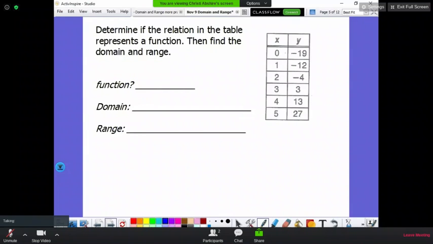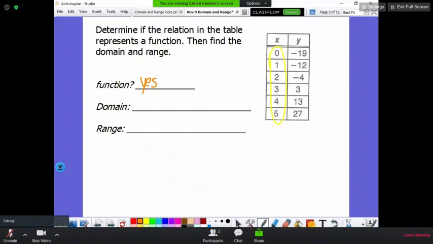You might also see it as a table. So I'm going to look at this table. This is a little bit easier to determine if it's a function. I just look straight down at all of my x values, and when I'm looking at all of these x values, I notice that there are no repeats. So I will say that yes, this is a function.